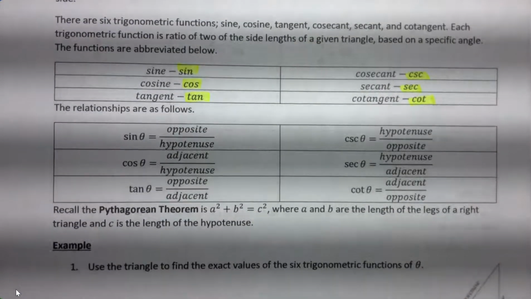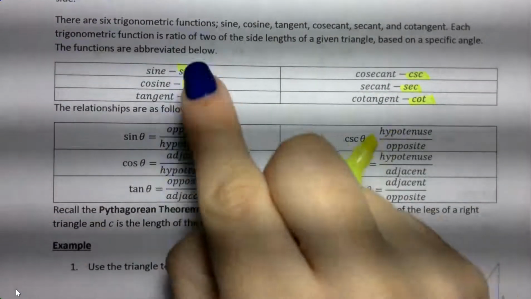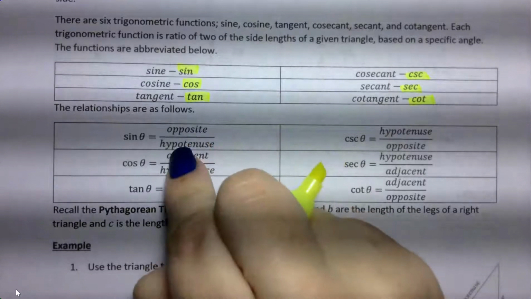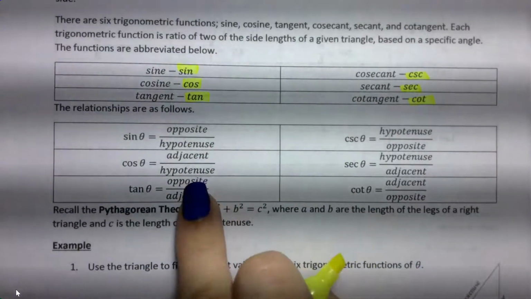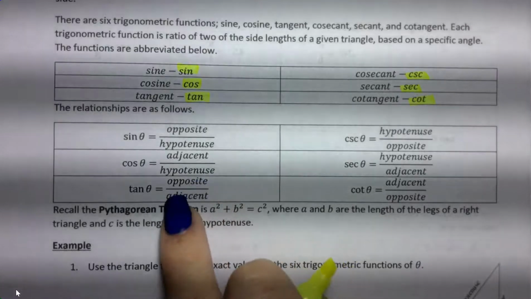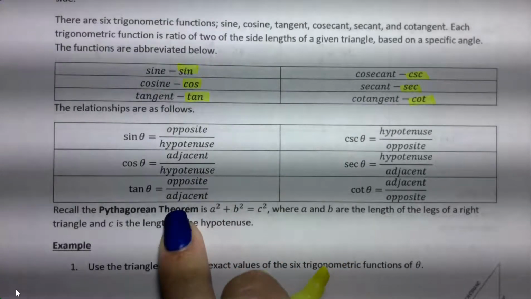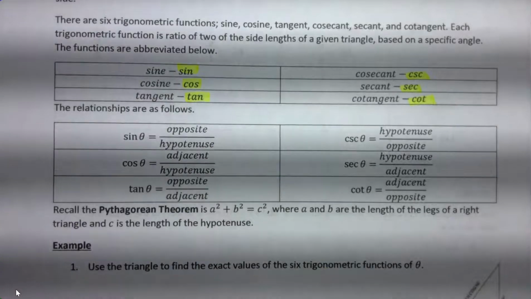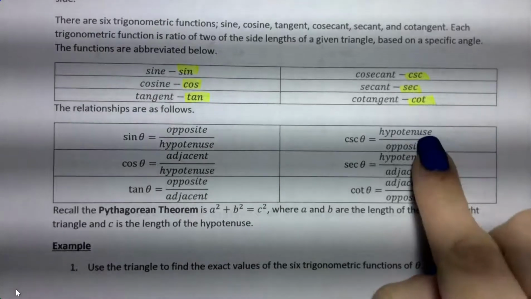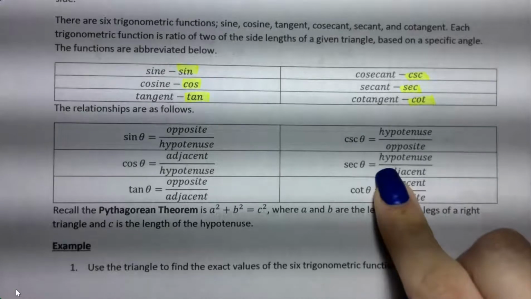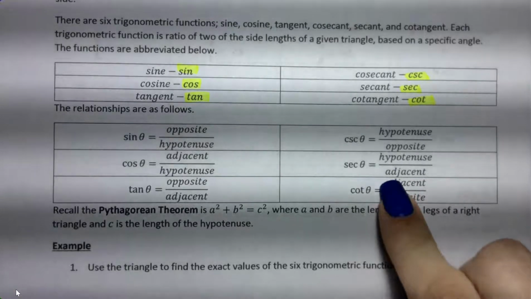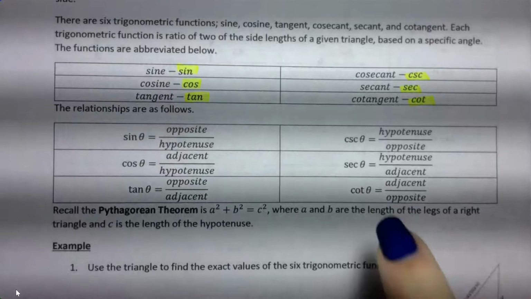So then I have my relationships. Sine is always the opposite side of the angle over the hypotenuse. Cosine is always the adjacent side over the hypotenuse. Tangent is always the opposite over the adjacent. Cosecant is always the hypotenuse over the opposite. Secant is always the hypotenuse over the adjacent, and cotangent is the adjacent over the opposite.